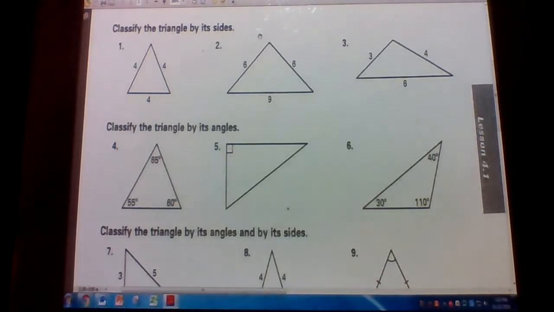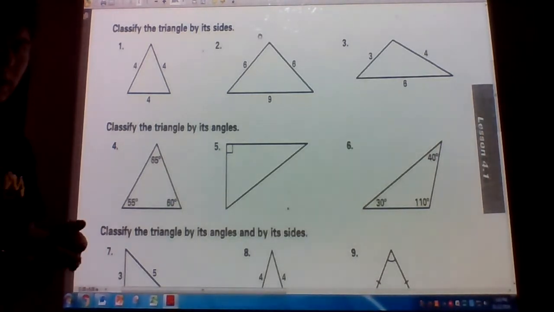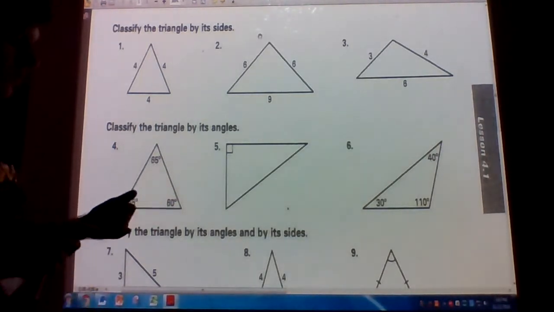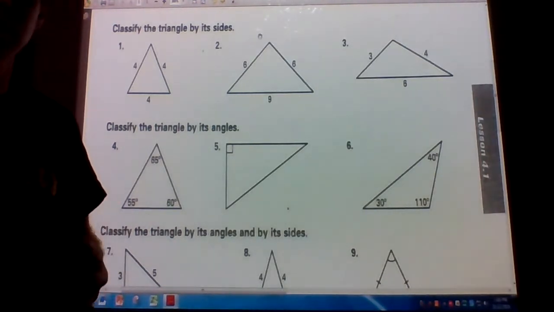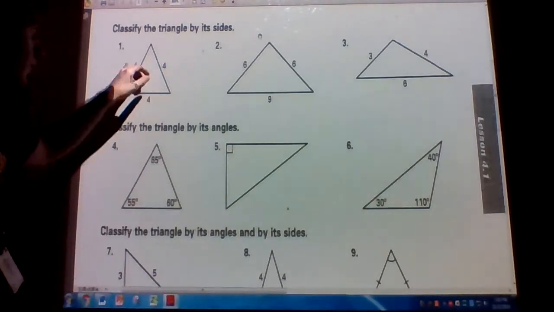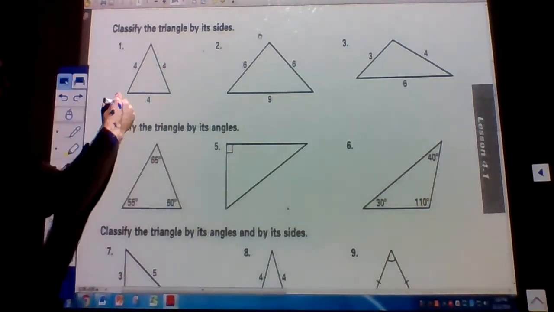So for classification by sides, we had scalene, isosceles, and equilateral. So if all three sides are the same, it's equilateral. If two sides are the same, it's isosceles. If all three sides are different, it's scalene. So here we have 4, 4, and 4. So this is going to be equilateral.